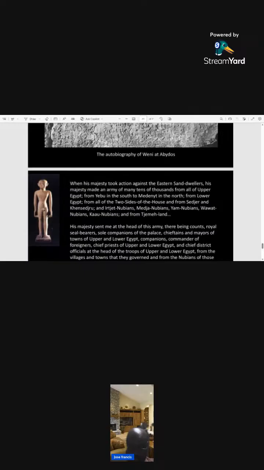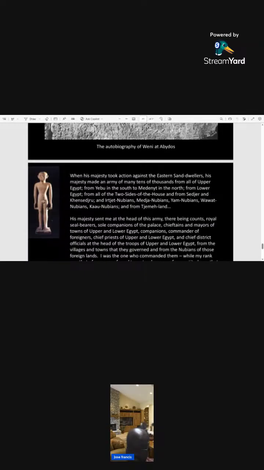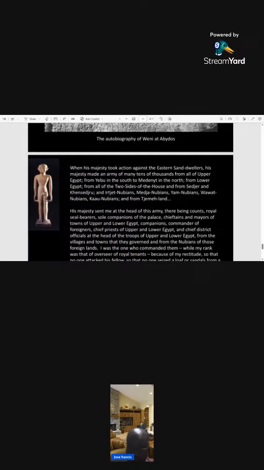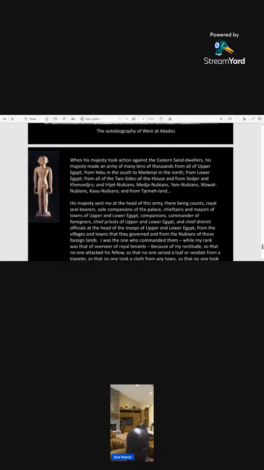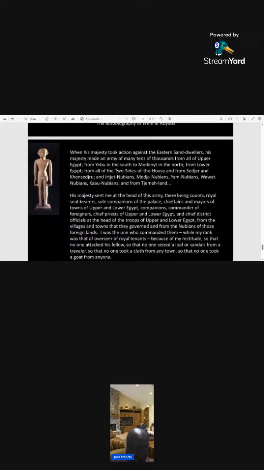When His Majesty took action against the eastern sand dwellers, His Majesty made an army of many tens of thousands from all of Upper Egypt, from Yebu in the south to Medjaniat in the north, from Lower Egypt, from all.